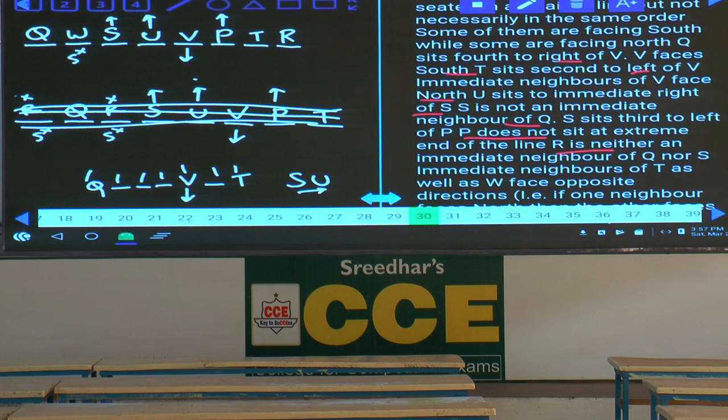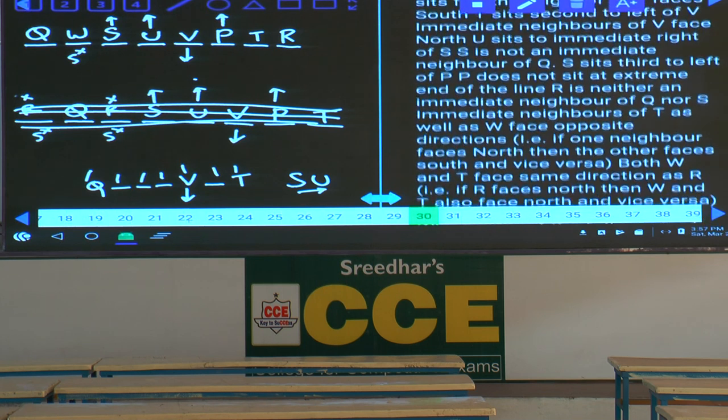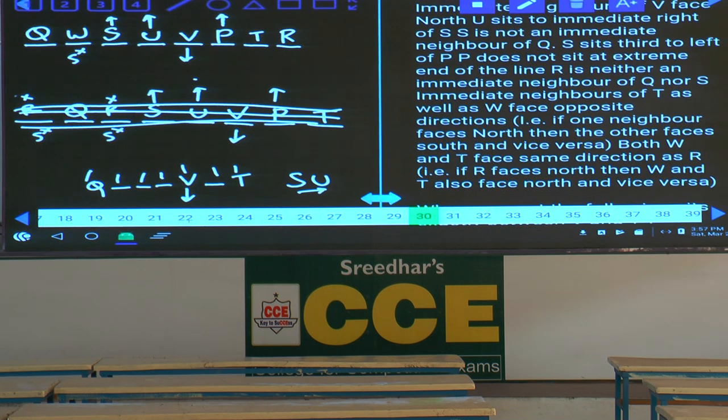Immediate neighbors of T as well as W face opposite directions. T's neighbors are facing opposite. T's neighbors are P and R. P is north, R is south. And W's neighbors are also opposite. S and Q are opposite. S is north, Q is south.